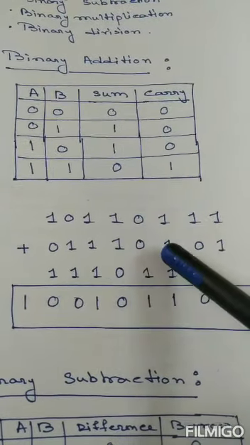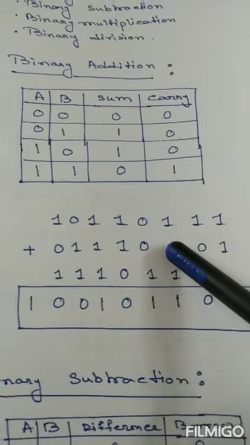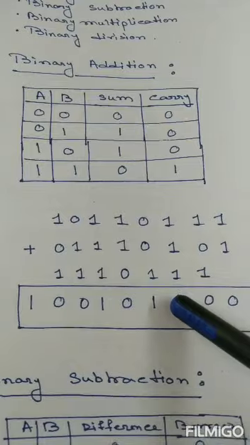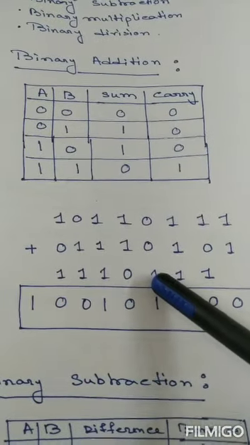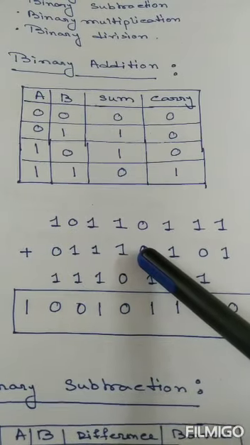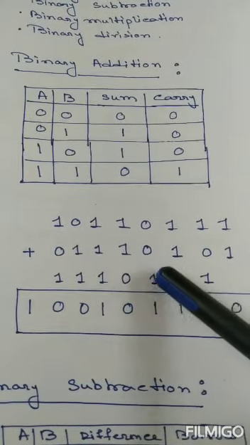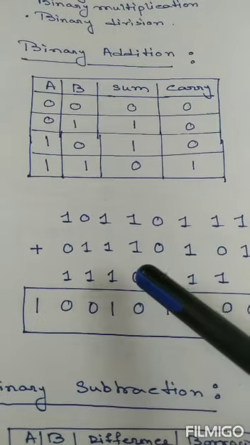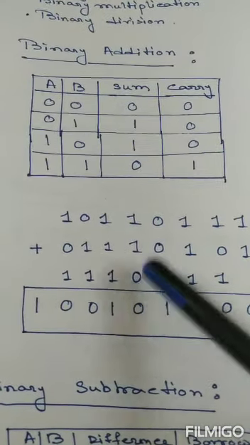Then 1 plus 1 sum is 0. So 0 plus 1 sum is 1. Write the carry here. Then 0 plus 0 sum is 0. 0 plus 1 sum is 1. There is no carry, so write here 0.